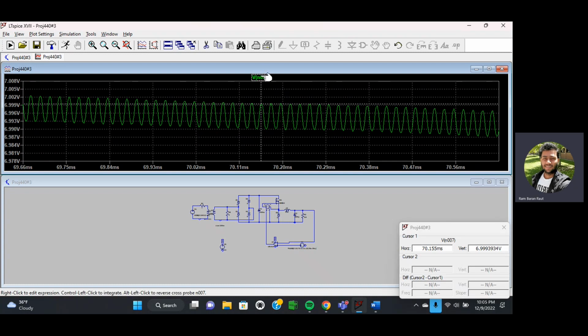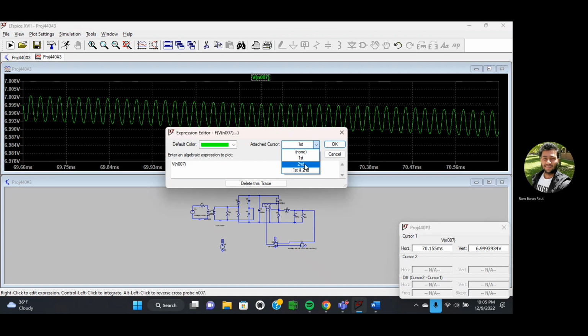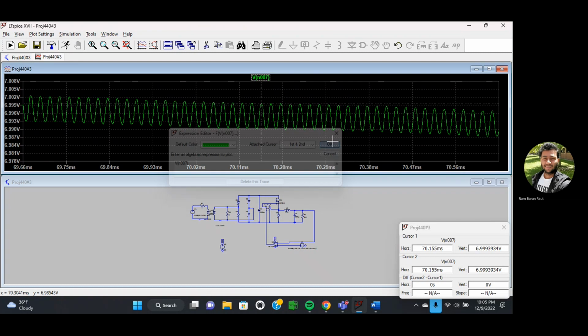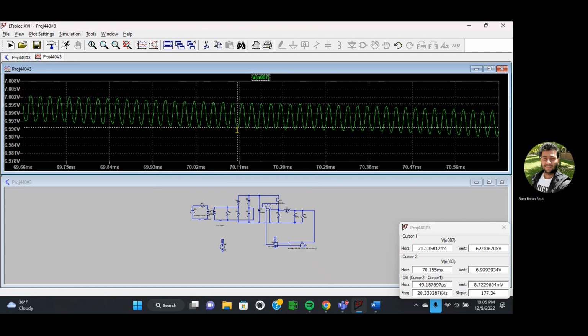Measure this value. I can choose two values for that. So this will be the ripple voltage. The ripple requirement is 0.01 volt, or 10 millivolt. Here the difference is showing 8.72 millivolts, which is good enough. So the design is successfully accomplished.